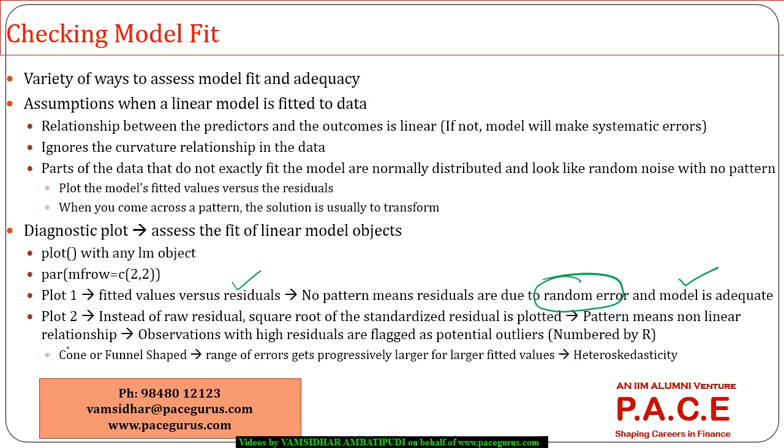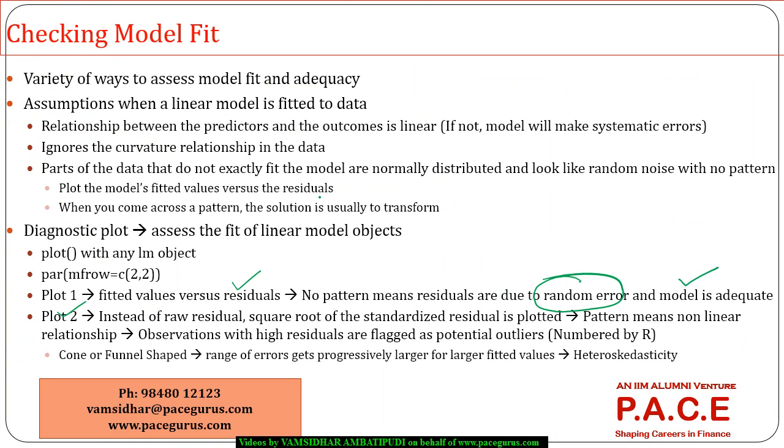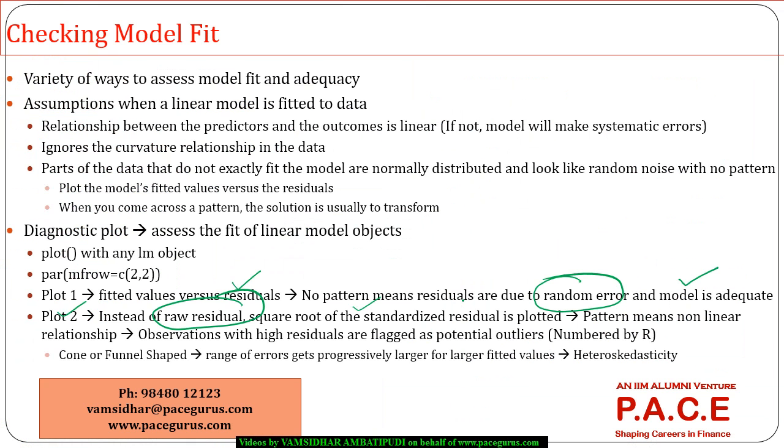Then, when I come to plot 2, which is the one below it, scale location versus the standardized residuals, the square root of the standardized residuals. So here, the raw residual value is not taken, the minus and plus. It's the square root of the standardized residual that is plotted. So the standardized residual is the distance of that residual in terms of standard deviations. So I'm taking only the positive standard deviations here. I'm not taking the negative standard deviation. So I'm taking the square root of the standardized residual.